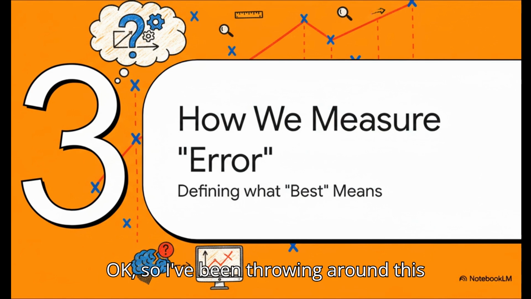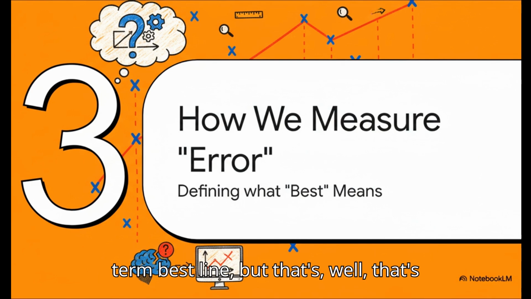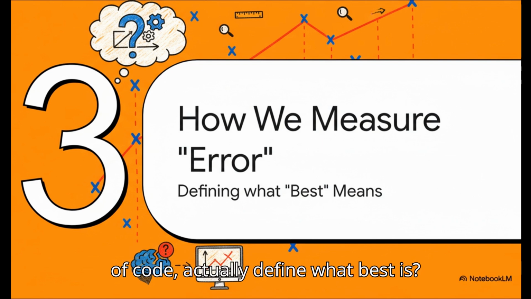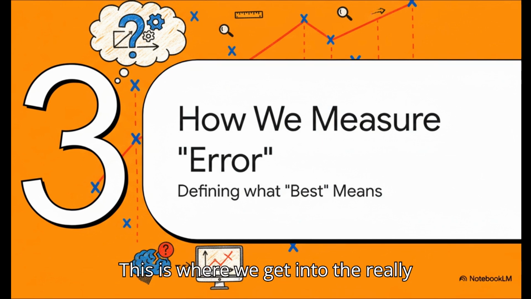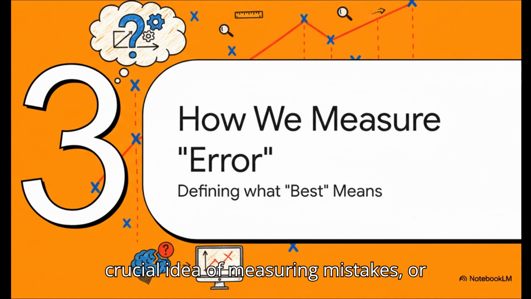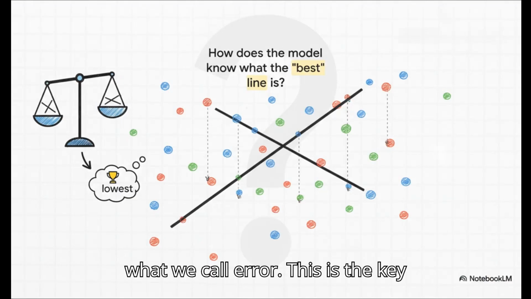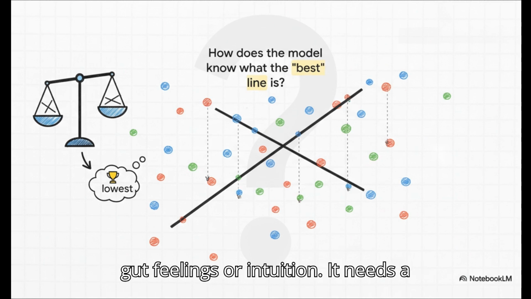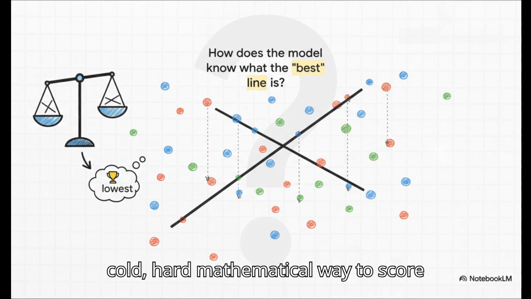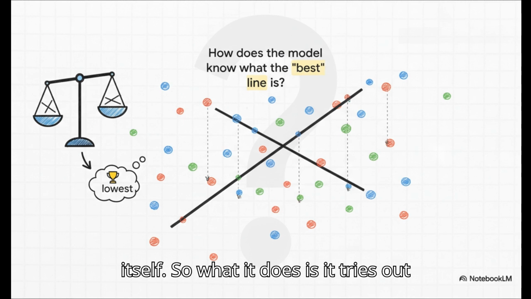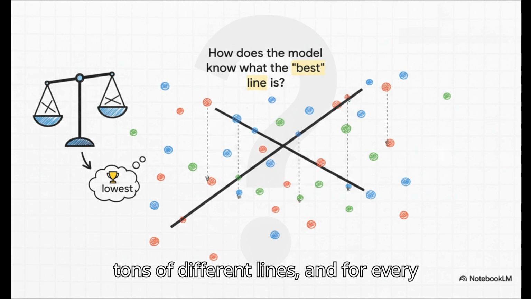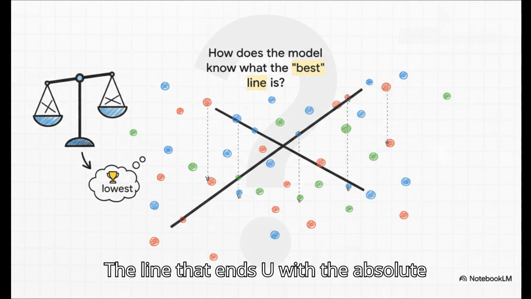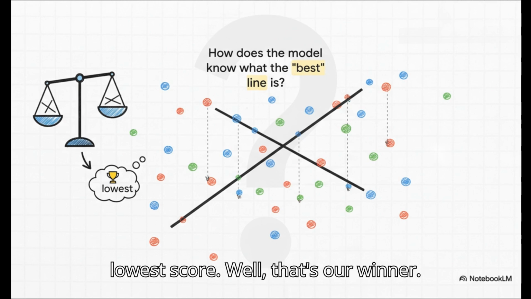Okay, so I've been throwing around this term best line, but that's pretty vague. How does a machine, a piece of code, actually define what best is? This is where we get into the really crucial idea of measuring mistakes, or what we call error. This is the key question, right? The model doesn't have gut feelings or intuition. It needs a cold, hard mathematical way to score itself. So what it does is it tries out tons of different lines, and for every single one, it calculates a mistake score. The line that ends up with the absolute lowest score, well, that's our winner.